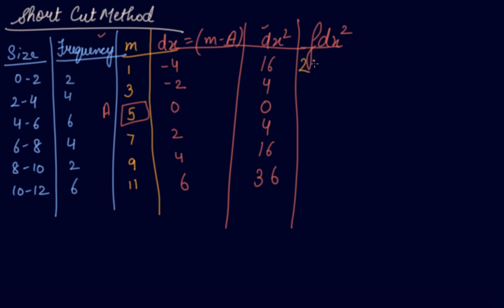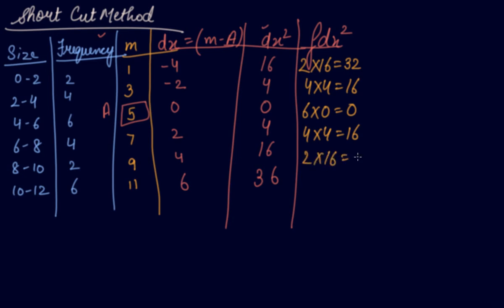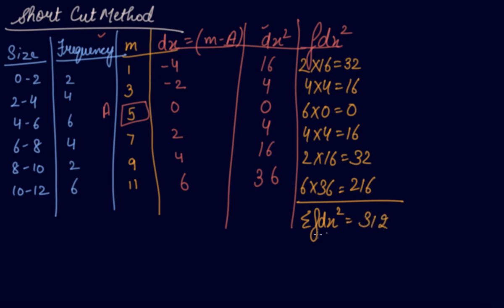So 2 into 16 is 32. Then 4 into 4 is 16. 6 into 0 is 0. Then 4 into 4 is 16 again. Then 2 into 16 is 32. 6 into 36 is 216. So we find the summation of f dx square, which is equal to 312.